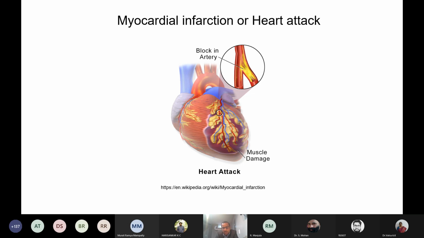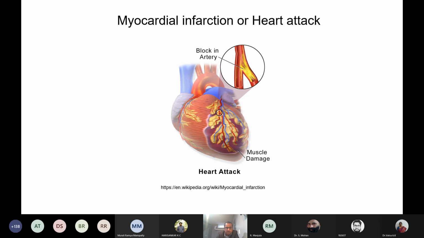So this image shows the occlusion of the LAD. Generally, if a person has an ischemic event, a myocardial infarction, there's an occlusion of this artery called the LAD. LAD is the left anterior descending coronary artery. So when there's occlusion in this artery, the left ventricle of this heart is dead. That is why it is called infarction. Infarction is a dead portion.